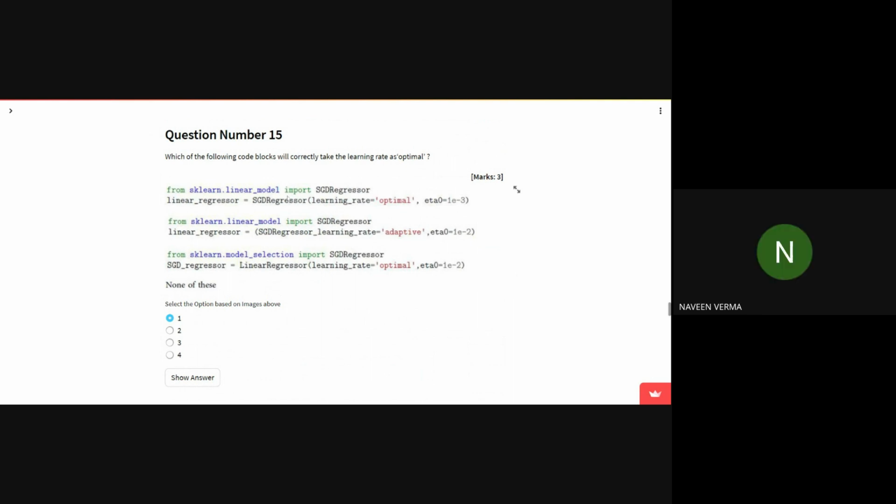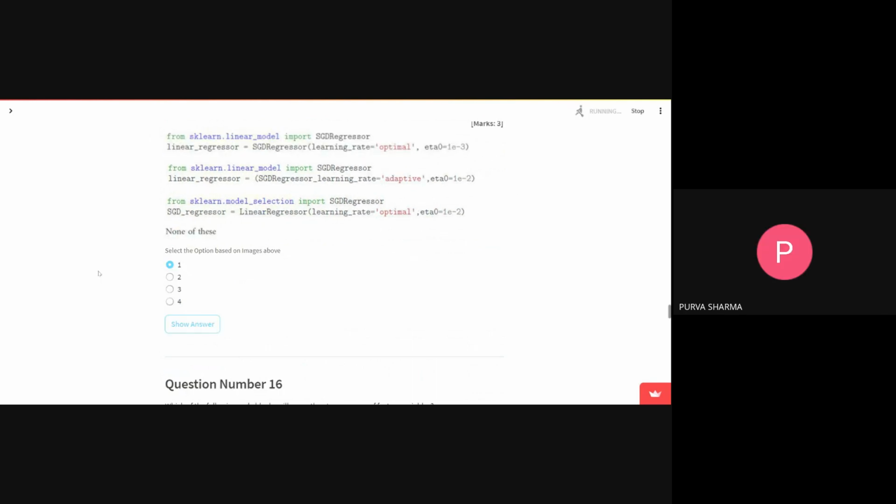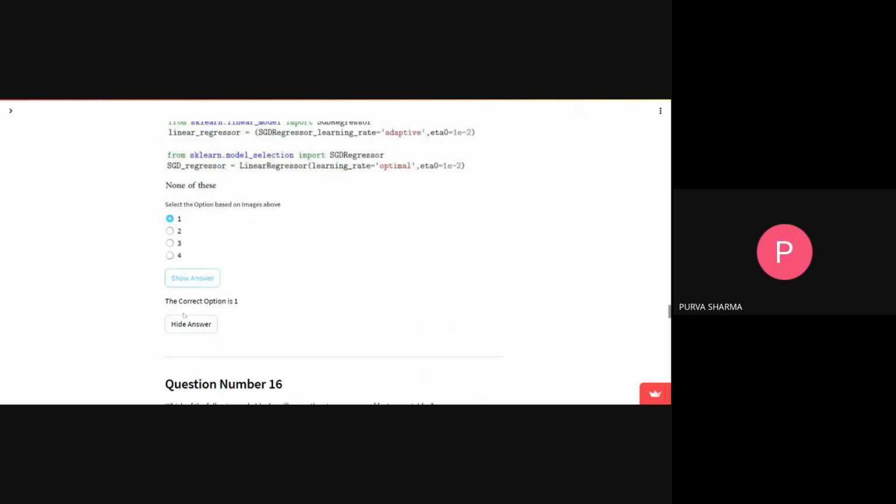Yes, ma'am. Moreover, linear regression is not imported here. Exactly, linear regression is not imported. This is one error, but linear regression has no learning rate, right? That's why the first answer should be correct. Yes. Let's check. Yeah, option 1 is correct.